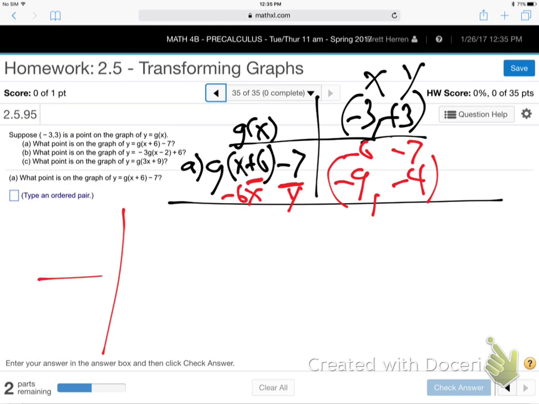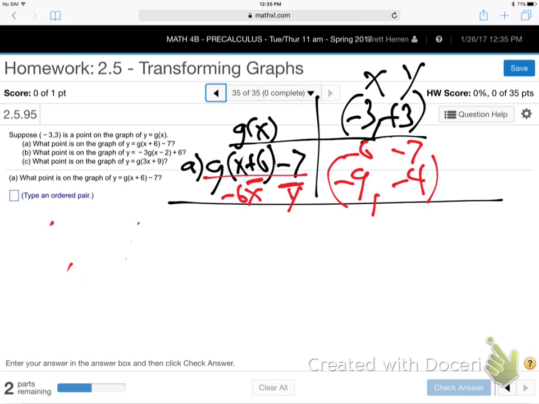Like if you have the dot back 3, up 3 on the original graph, and then you do g of x plus 6, parentheses, minus 7, that dot would move to back 9, down 4 over here. That's what we're saying. Does that make sense so far? Because part B is the real trick.